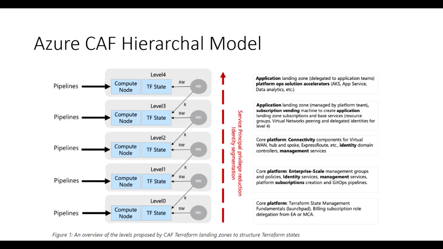Level four is the last level, where your application workload will be living, like Azure Kubernetes, containers, app services, SQL databases, and whatnot. The levels between level zero and level four are basically where your centralized infrastructure, your governance and management, and identity infrastructure would live. The levels are composed of different landing zones. A landing zone is basically equivalent to a workspace, and represents a separate Terraform state file.